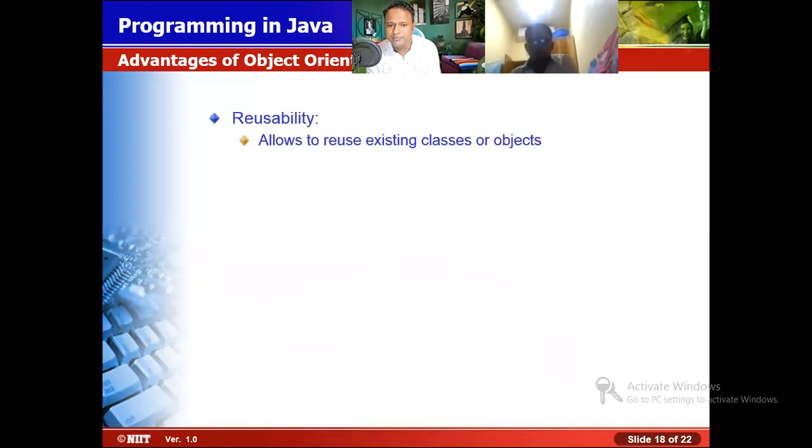Next is reusability. Reusability says to allow reuse of the existing class and object. Allow reuse of the existing class or object. Reusability. It's saying that, you can say, like this.